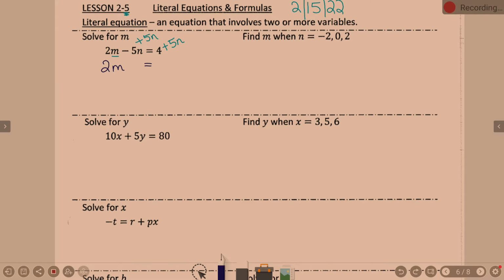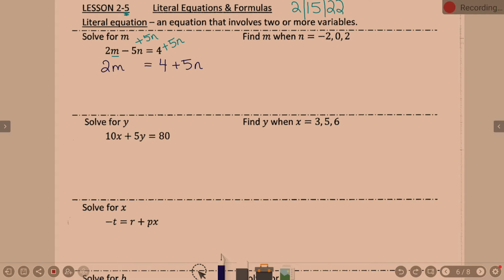Would it just be 4 plus 5? Can I actually add 4 plus 5n to be one term? No, because they're not like terms. So I can't add them because they're not like terms. So we just leave it. And we're going to say that 4 plus 5n is 4 plus 5n. Is m by itself?